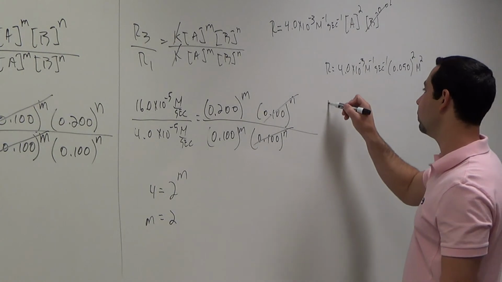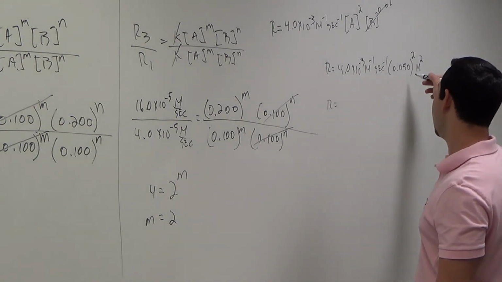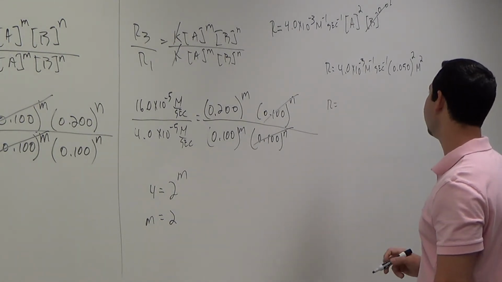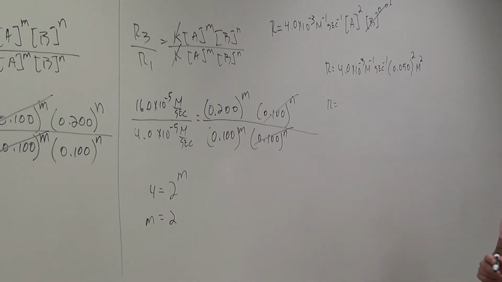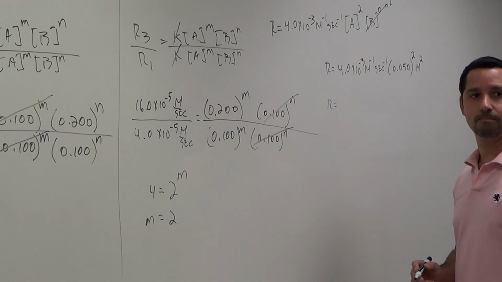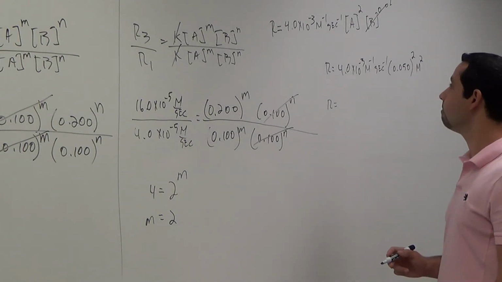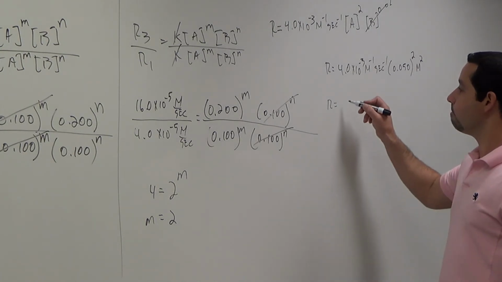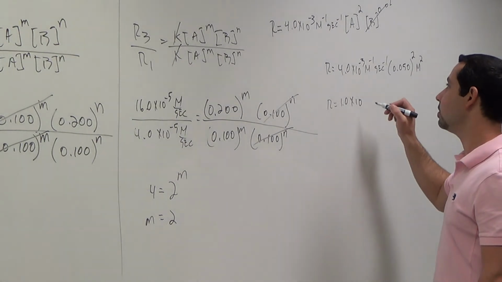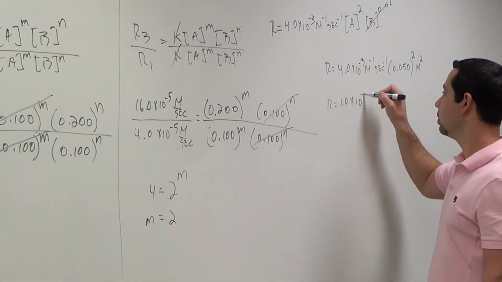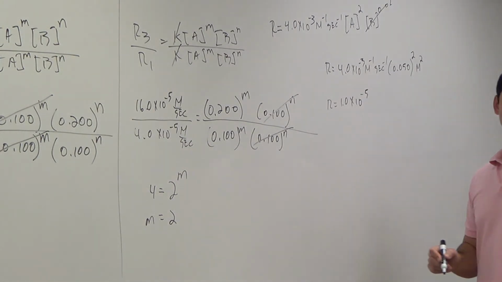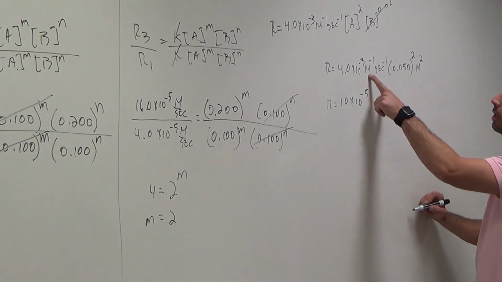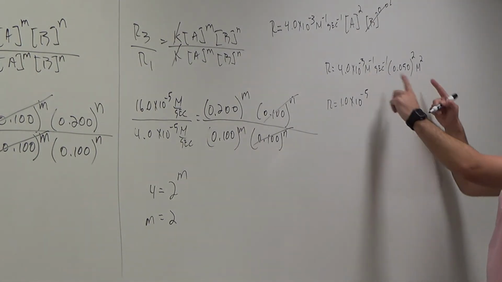So what does this give you? 4 times 0.050 squared. I get 1.0 times 10 to the negative 5th molarity per second. 1.0 times 10 to the minus 5. And what are the units? Molarity per second. Here's, how do I do this?